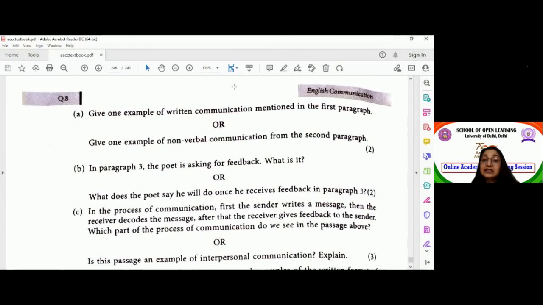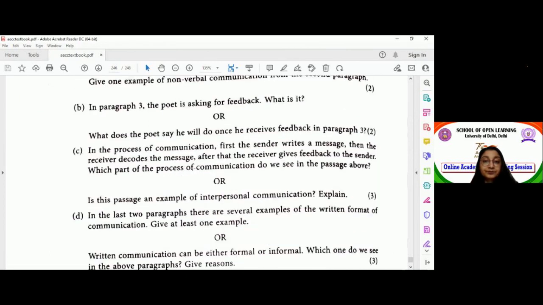Again, you've been given written and non-verbal. Be very careful. Written always includes words. Non-verbal does not include words. It includes the expressions, the pitch, the tone, etc.